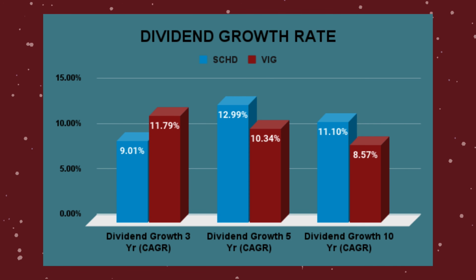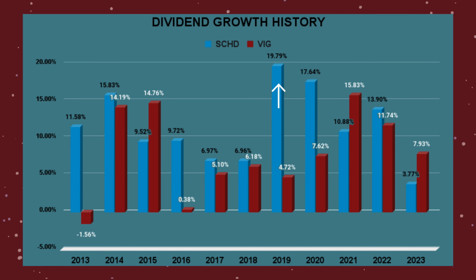Looking at dividend yearly growth history, SCHD shows standout growth in 2019 with 19.79%, and in 2020 with 17.64%. VIG had strong years in 2014 and 2015 with growth of 14.19% and 14.76%. While its growth is steady, it trails SCHD in recent years. Feel free to pause this video here if you'd like to take a closer look at the chart.